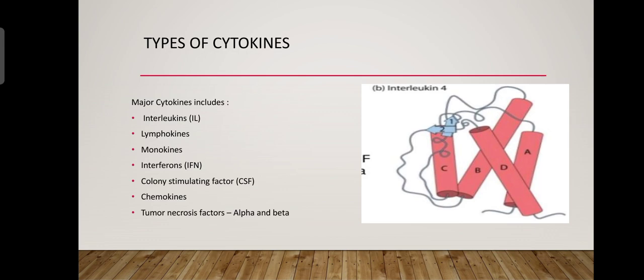Now let's see the types of cytokines. The major cytokines include interleukins, that is IL, lymphokines, monokines, interferons, that is IFN, colony stimulating factor, CSF, chemokines, tumor necrosis factors, that is alpha and beta.